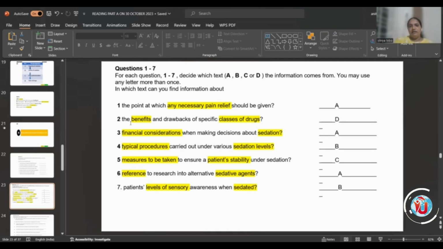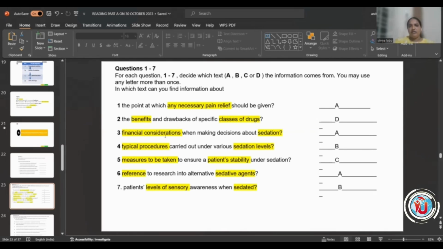Then second one, the benefits and drawbacks of specific classes of drugs. Here benefits and classes of drugs. So we can directly go there, classes of drugs. So it is easy to understand the text.